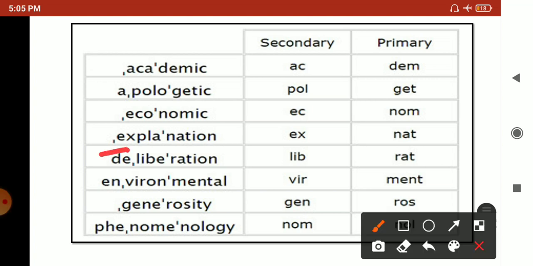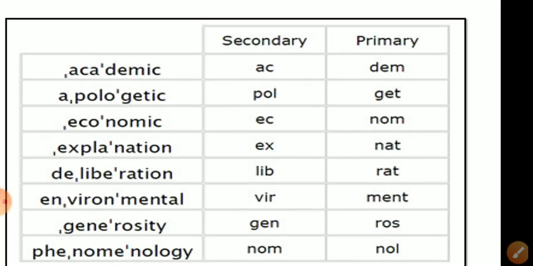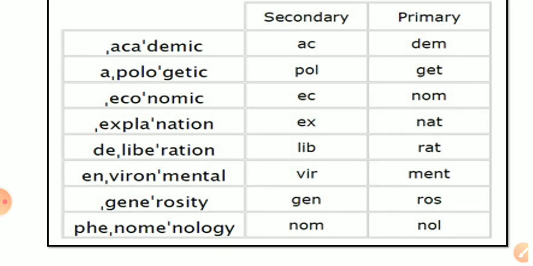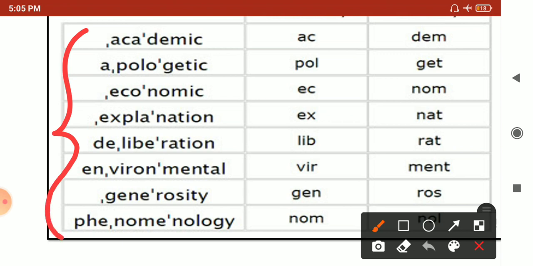Explanation, again four syllables. The third syllable has primary stress. The first syllable has secondary stress. Thus, secondary stress is marked with a short vertical line before the syllable but below the syllable. On this slide, you just see the spellings of the words and you see the primary accent and secondary accent.